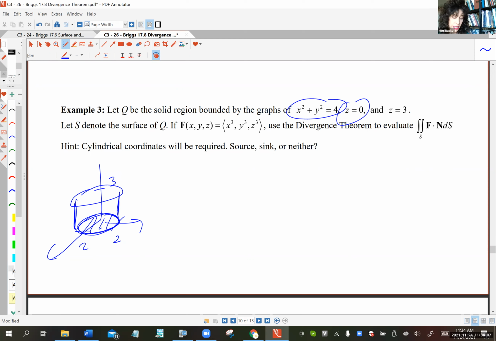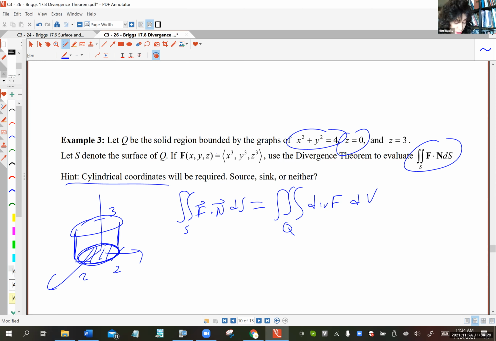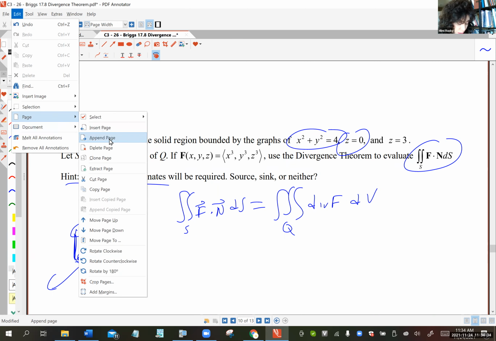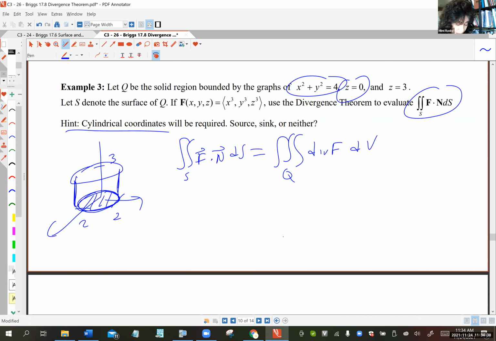And we're going to use the divergence theorem to evaluate this flux integral, because we know that when you're using a nice closed boundary, you can convert the flux integral to a triple integral, because the divergence theorem says it's okay. And they're giving you a hint. Cylindrical coordinates. Oh man, you guys remember that? It's not going away. It's going to come and help us out here.